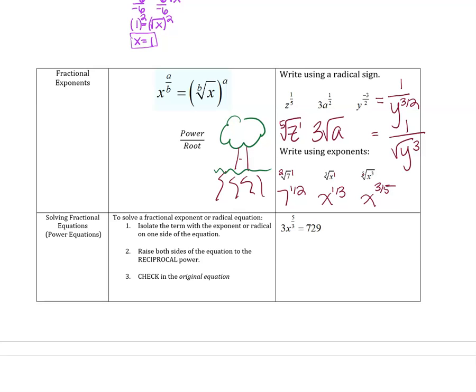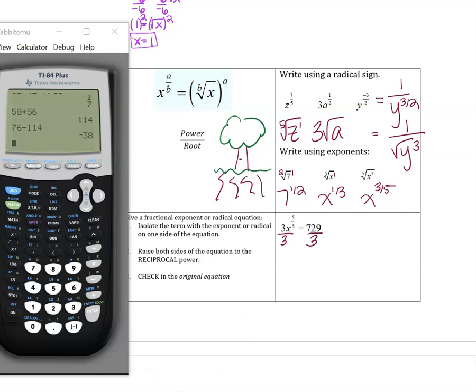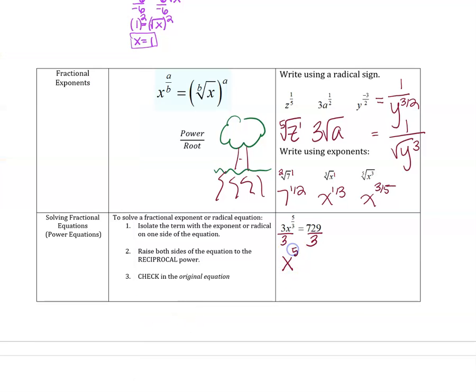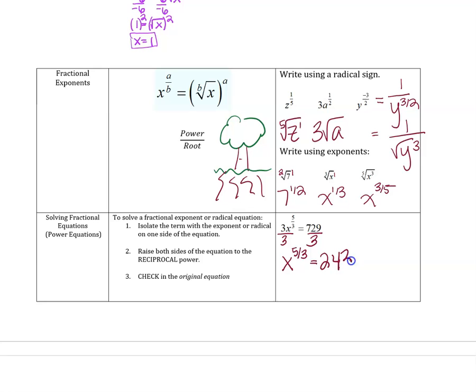Now we can use fractional exponents to solve, just like how we did radical equations. I would, in this example, isolate the x by dividing both sides by 3. So if I grab my calculator here and I do 729 divided by 3, that's 243. Now, technically, that's the same thing as the cube root of x to the fifth. So it technically is a radical, but it's listed as a fractional exponent. So now in order to undo this, I would raise both sides to the reciprocal power. So 3/5.